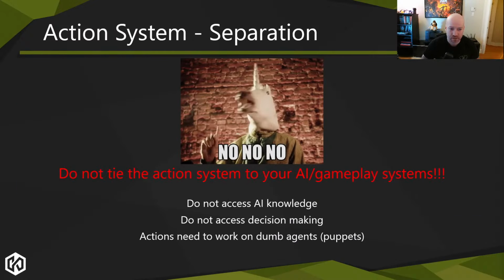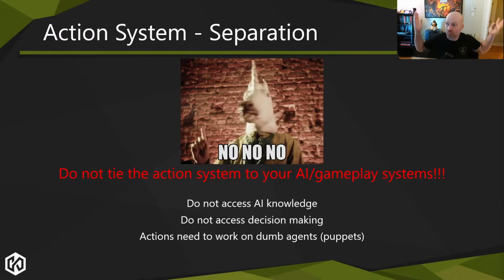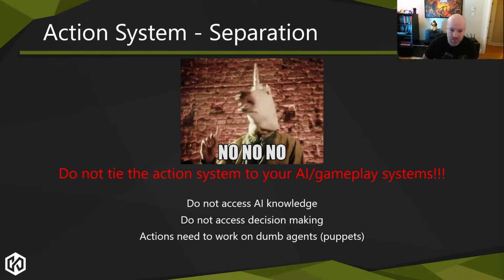So this is an important thing. Again, I'm going to stress this. Do not tie the action system to your AI and gameplay systems. Pretty much every implementation that I've seen has done this to some degree and it made it basically untestable. For example, me trying to do a move to, it was checking the knowledge and reading values from there. Why? So now if I need to just have a dumb agent move from A to B, I need to have a knowledge system added. I need to have a bunch of data set up there. Then I need to add God knows whatever else. It was just dependencies everywhere.